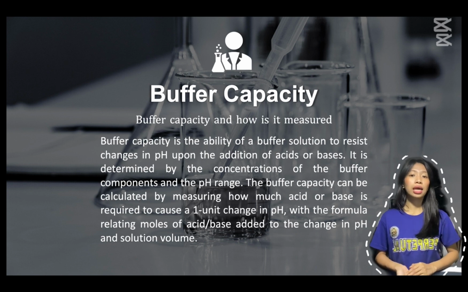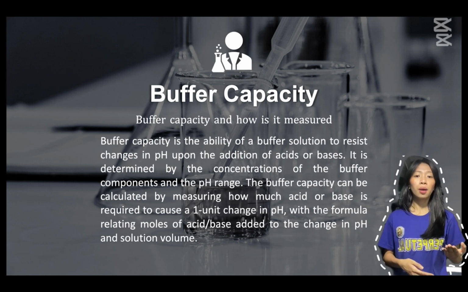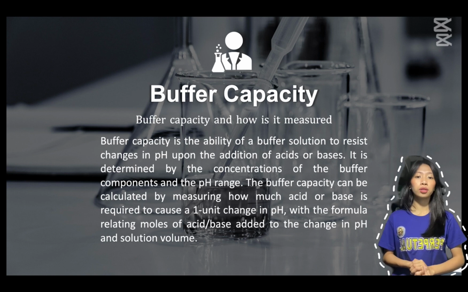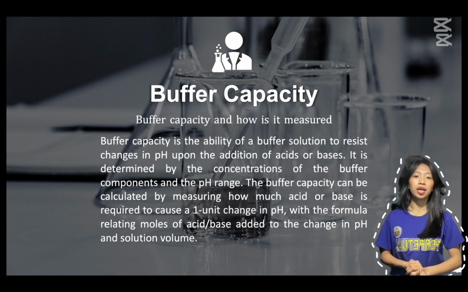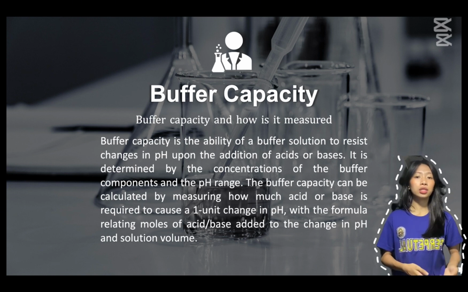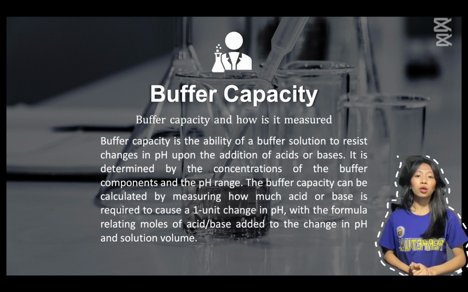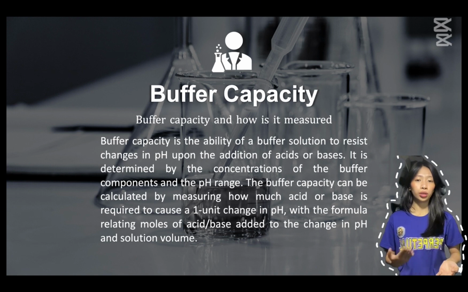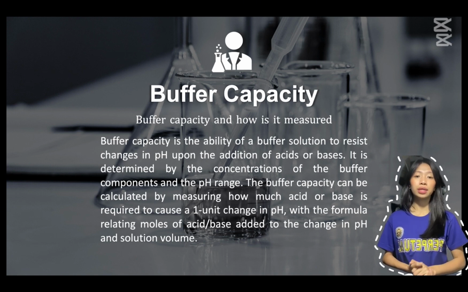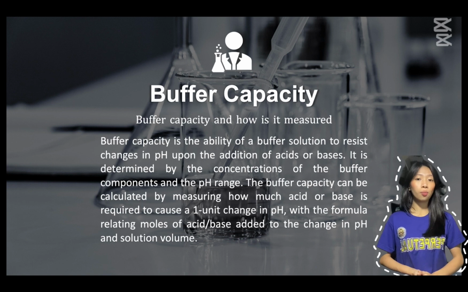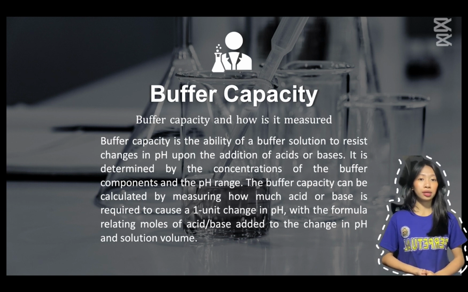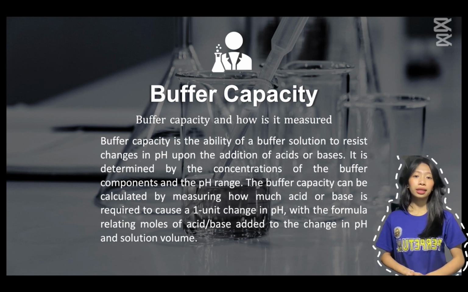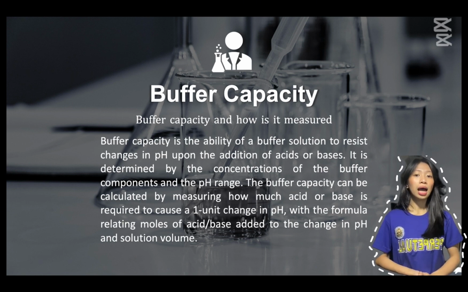Buffer capacity and how is it measured? Buffer capacity is the ability of a buffer solution to resist changes in pH upon the addition of acids or bases. It is determined by the concentrations of the buffer components and the pH range. The buffer capacity can be calculated by measuring how much acid or base is required to cause a 1 unit change in pH, with the formula relating moles of acid or base added to the change in pH and solution volume.